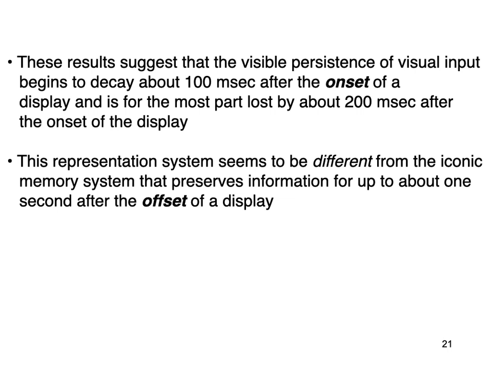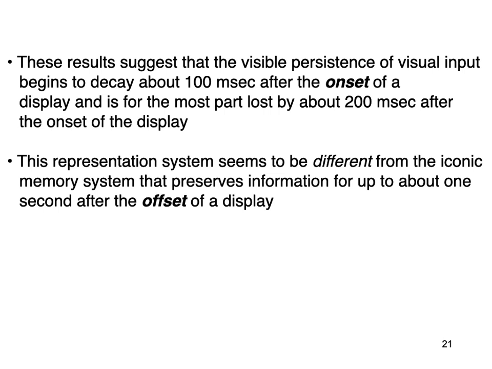So it suggests that the visible persistence begins to decay about 100 milliseconds after the onset of the display, and it's lost by about 200 milliseconds. But this is kind of different than what we saw in the partial report paradigm, which seems to indicate that information is preserved for not a second, but somewhere near that number. So when we say the icon decays within about a second, this mismatches what we're seeing in this result, which says the icon is decaying by 200 milliseconds.